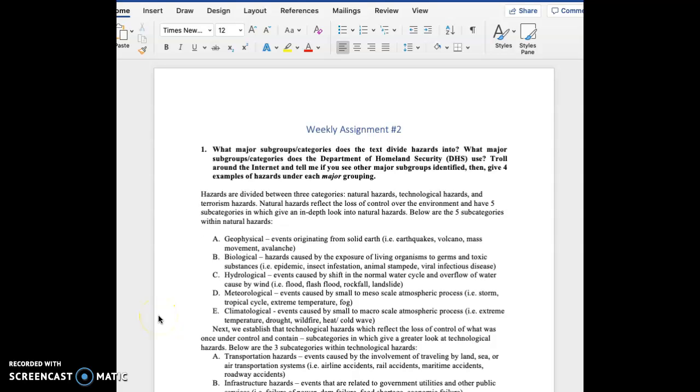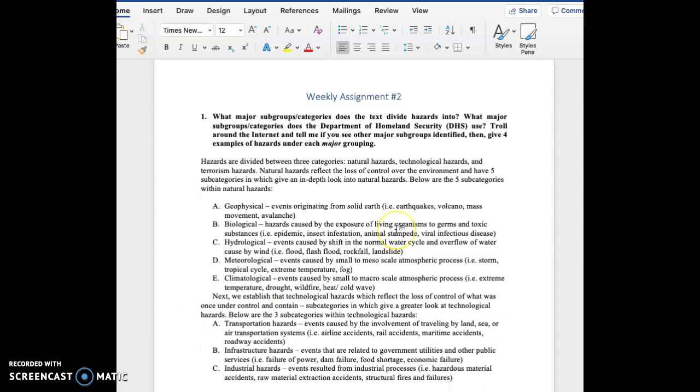I just wanted to offer up a couple comments on weekly assignment number 2. I have finished grading those, and here's an example of what I was looking for and what is considered an A. I'd also like to say that there are several variations. Some of you included more charts, more lists, more subtypes, categories, etc.